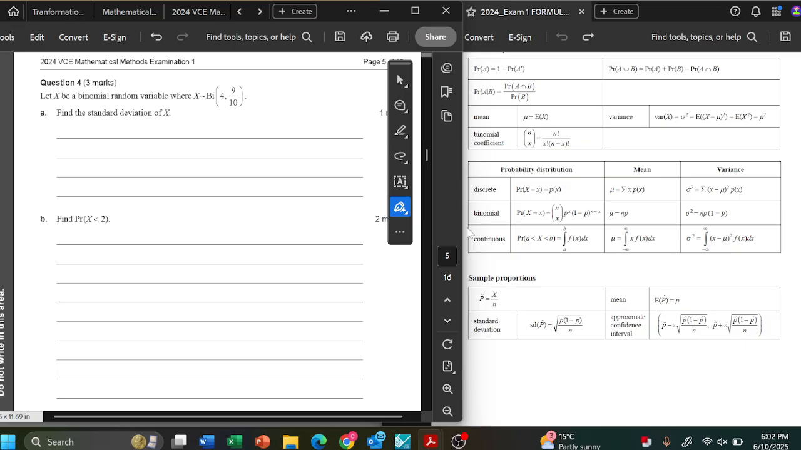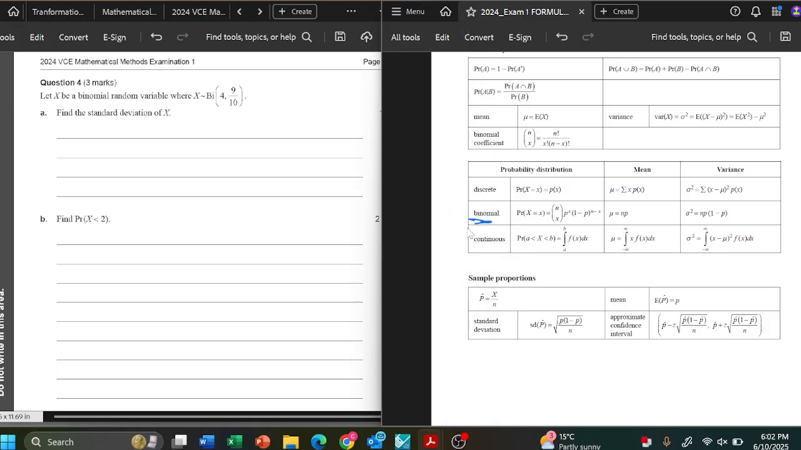We're going to look at binomial, right? There's our formulas. The variance, and the square root of that is equal to the standard deviation. So that's what we're looking at. We're looking at this formula right here. Before we go any further, that's the formula that we need to look at for the standard deviation here.